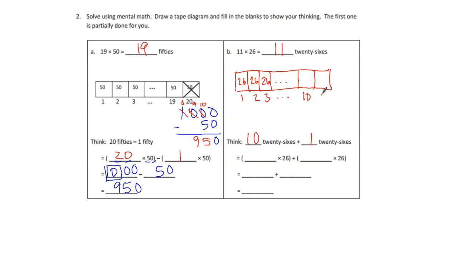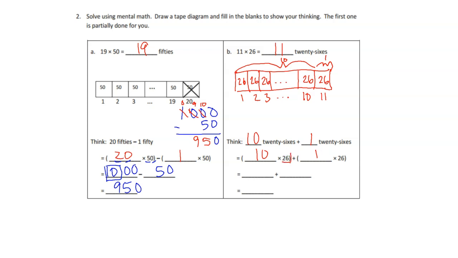So that's going to be 10, and that would be 11. So here's my 10 26s plus one more 26. All right. So this is my 10 26s right here, and this is my 1 26 right here. All right. So I have 10 plus 1 is my 11. So I know that's going to be equal to 10 times 26 plus 1 times 26.